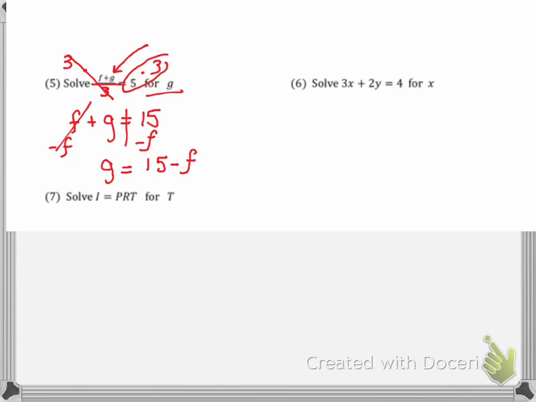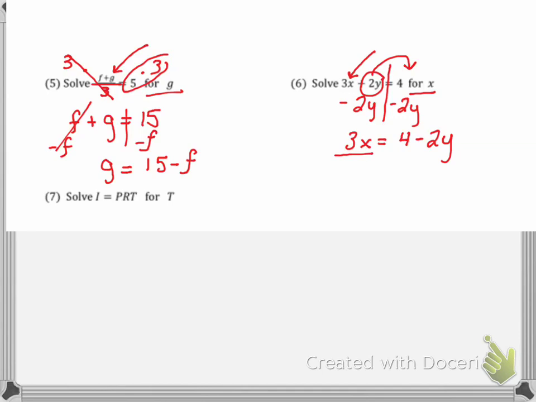Then number 6, I'm solving for x. X is right here. Now before I can divide by 3, because some of us think, okay, I'm just going to divide by 3, that's the only thing by the x, I actually want to subtract the 2y from both sides. I want to move that guy over. This guy's got to move over here first. So now I'm left with 3x is equal to 4 minus 2y. Now I can divide by 3 because it's the only thing left over there. So when I divide by 3, that cancels. X is now equal to 4 minus 2y, that whole thing being divided by 3.